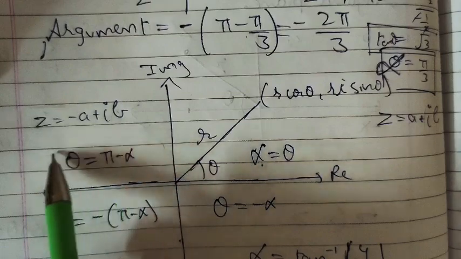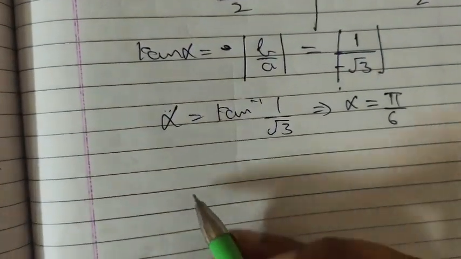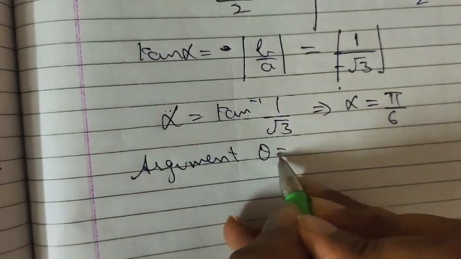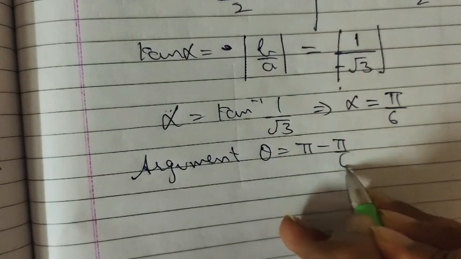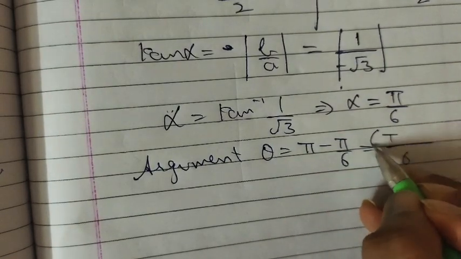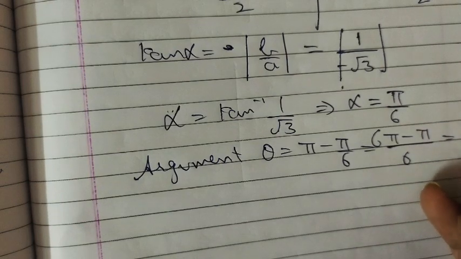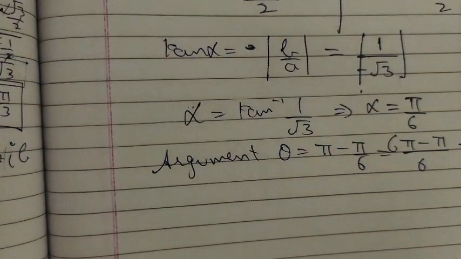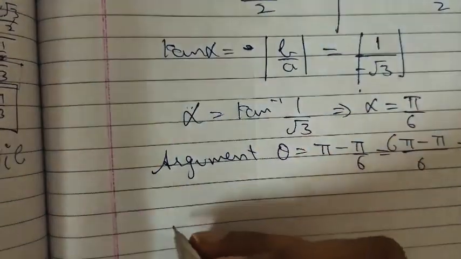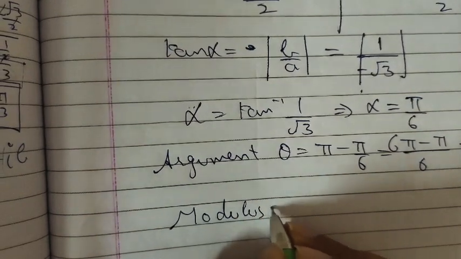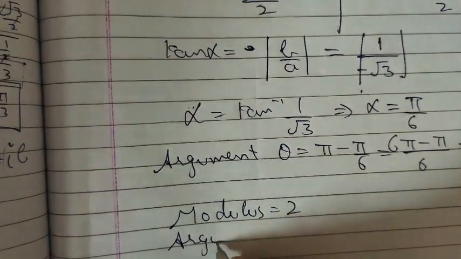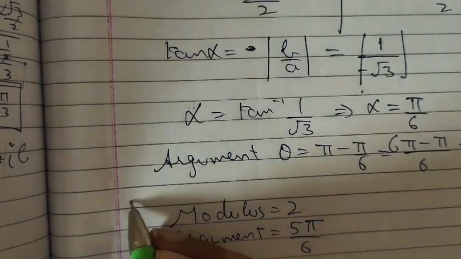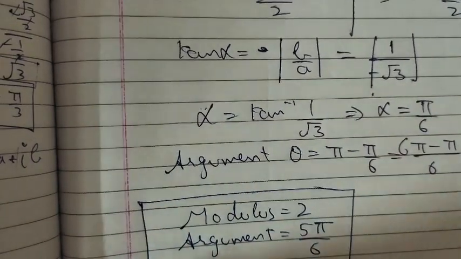So in the second quadrant we have theta is equal to pi minus alpha. So we can say the argument theta is equal to pi minus pi by 6, taking LCM 6, it is 5 pi by 6. So the argument for this question is 5 pi by 6 and the modulus is 2. So modulus is equal to 2 and argument is equal to 5 pi by 6. So using alpha we did it. Don't get confused with alpha and theta.